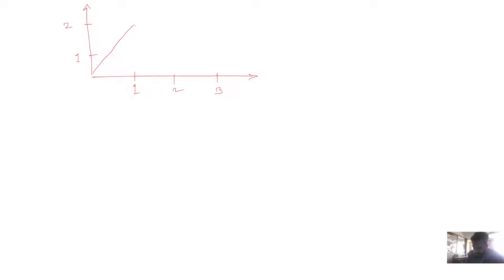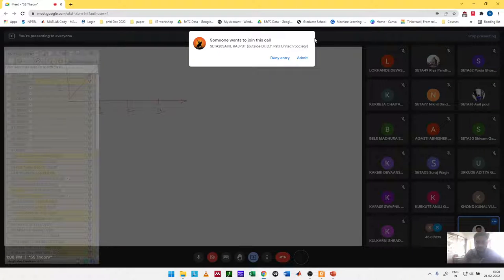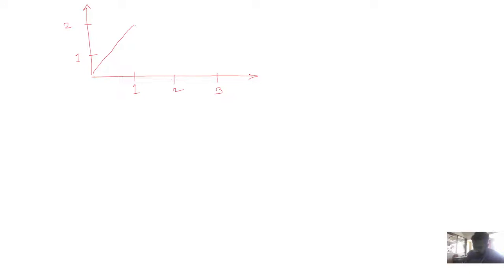Okay, so I'm drawing the signal. Till 1 second, it will be a ramp with slope 2, that you know. After that, it will remain at amplitude 2 for 1 second, then it will drop to amplitude 1, then it will remain at 1 for 1 second, and it will drop to 0. So this is my signal.